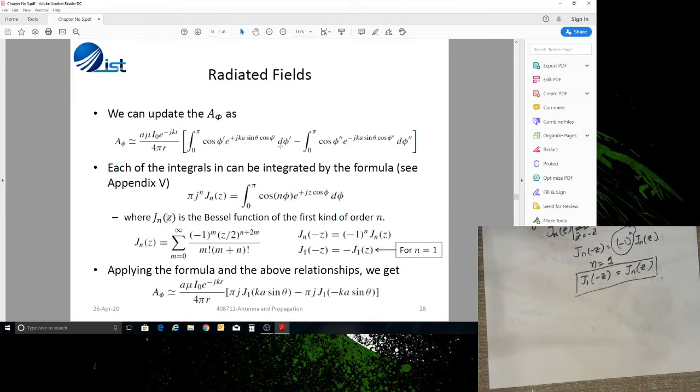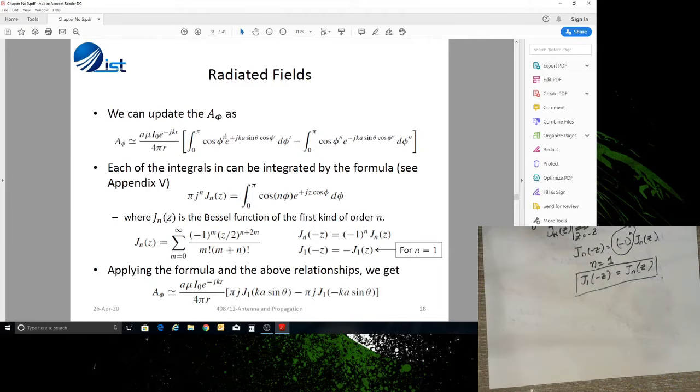So अगर आप इन दोनों integrals को देखें, इस particular case के अंदर हमारे पास, if we look at this integral in this form, you can see the solution to this integral will be pi j raised to power n, and we have already considered n is equal to 1, so it will be just j, so it's pi j, and you have J, and n is also 1, so it is J1 of, and this argument z, let's see what z is.